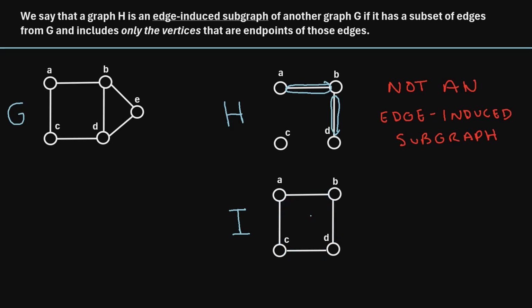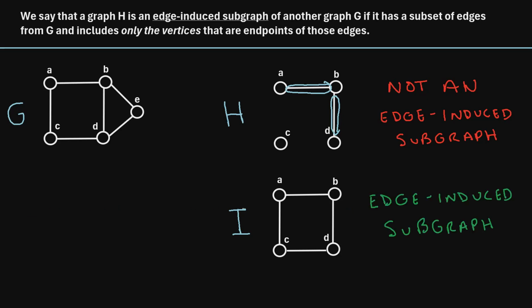Or another way of saying that is that there are no isolated vertices. So in graph H, we saw that vertex C was an isolated vertex. It wasn't touching any of the edges. So we'll notice in graph I, there are no isolated vertices. So for this one, we would say that yes, I is an edge-induced subgraph of G.